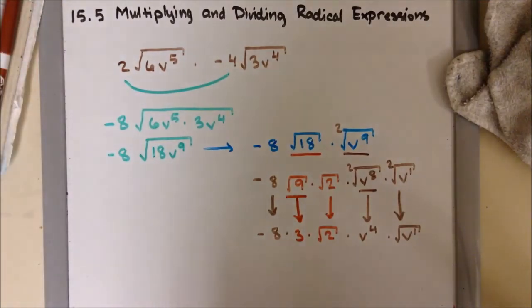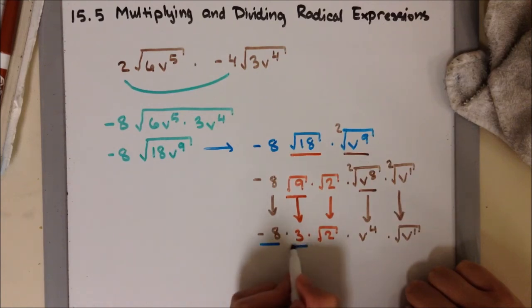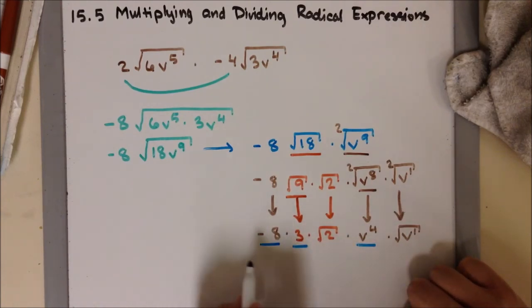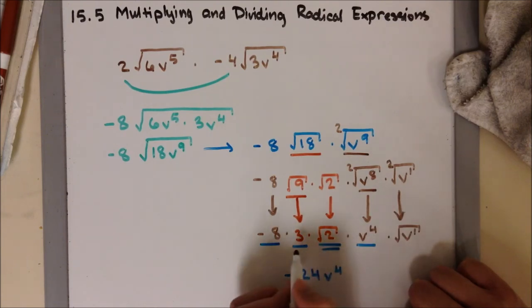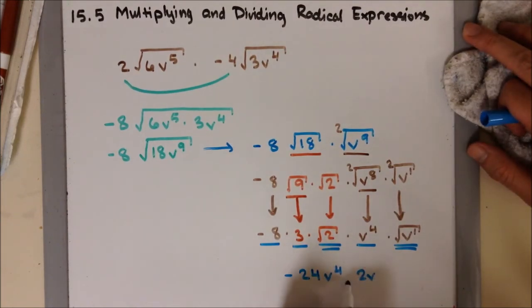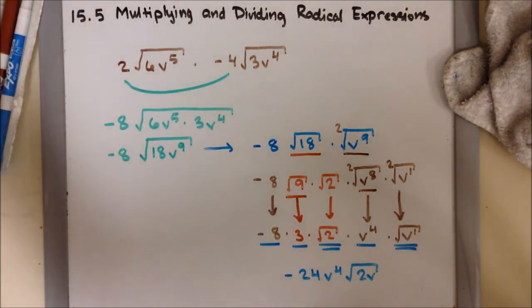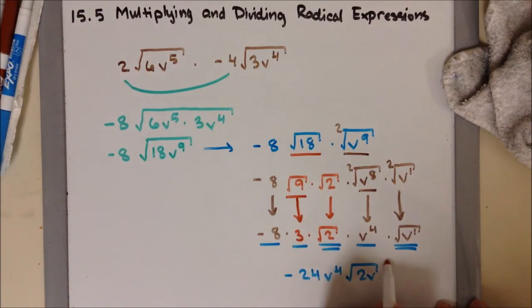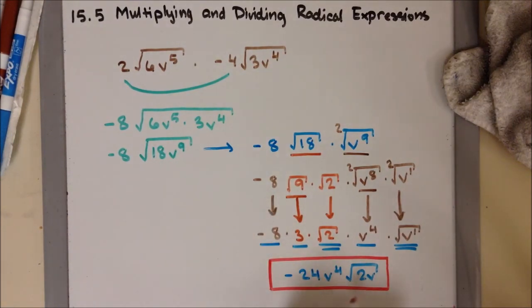So next, I'm going to multiply the parts without the radical, so negative 8, the 3, and v to the 4th power. When I multiply it all together, I'm going to get negative 24 v to the 4th power, and then the ones with the radicals, I'm going to put together, so it's going to be 2v inside the square root. So there, I'm going to box this as my final answer. Negative 24v to the 4th power, square root of 2v.